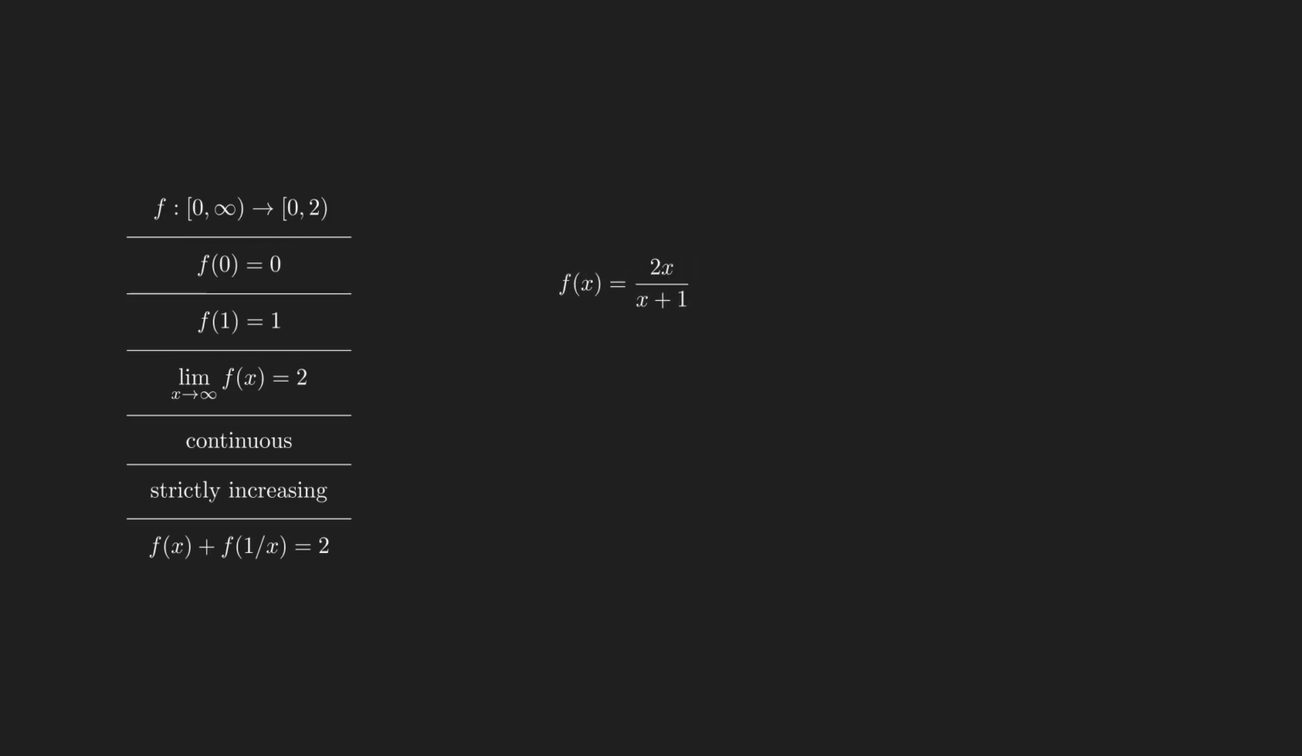If we do so, we get f of x equals 2x over x plus 1. f of 1 over x will be 2 over x plus 1. So if we add these two, we can see that this function satisfies the equation. We can plot the function and verify that it satisfies all the conditions.